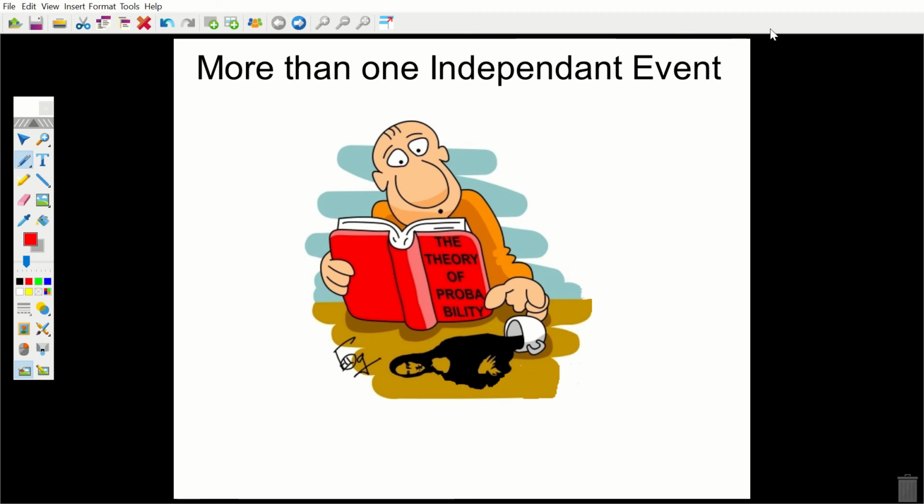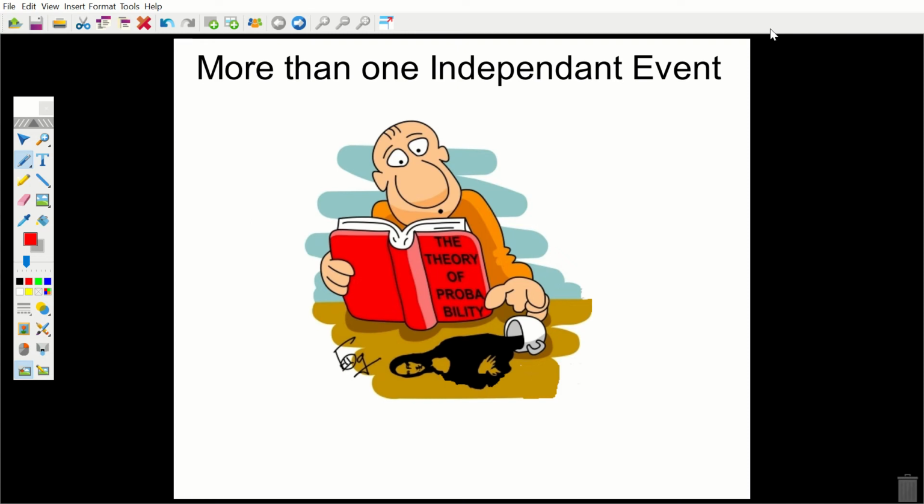Now, in the previous lesson we discussed most of this. So in today's lesson, we're going to keep it pretty short, but we're looking at more than one independent event. And as a recap, an independent event is an event that is not affected by anything else.